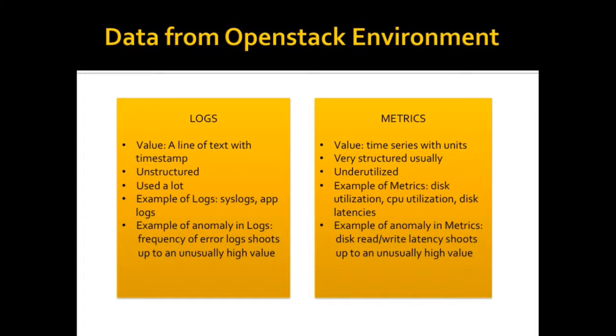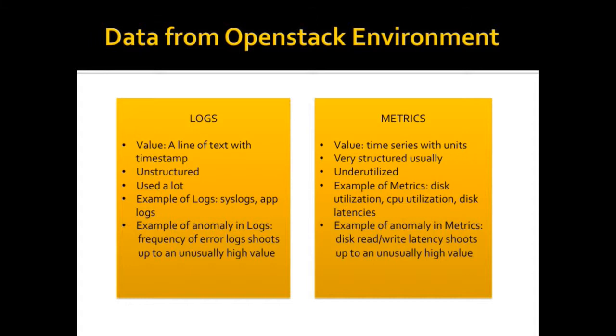So you have logs, you have metrics. So what are these logs? The logs are basically lines of text with timestamp. They are very unstructured. Examples of logs would be your system logs, your application logs, and so forth. An example of anomaly in logs would be, suppose the frequency of error logs shoots up to an unusually high value. So that can be a scenario where an anomaly occurs in logs.